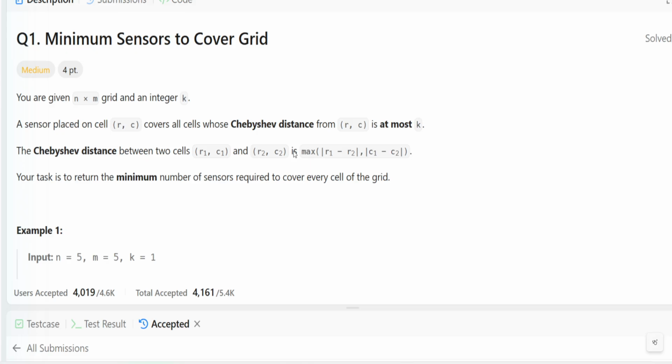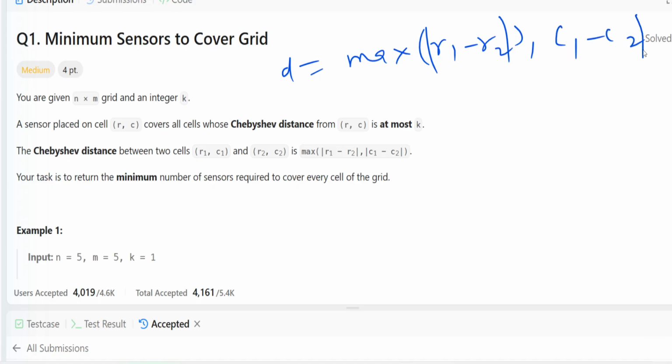As you know, what we have been given here is that we have to find the distance, and the distance is the max of r1 minus r2, right? And you have to take the modulus. Whatever comes, we have to remove the minus sign, right? Absolute value, you can say. Okay, like that.